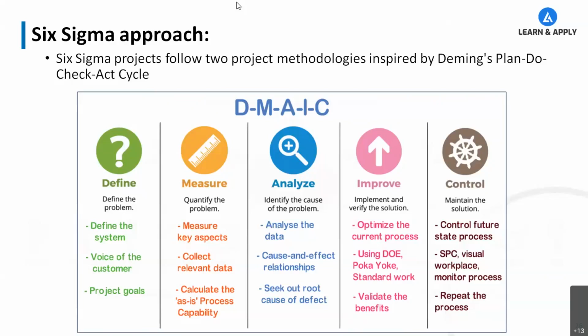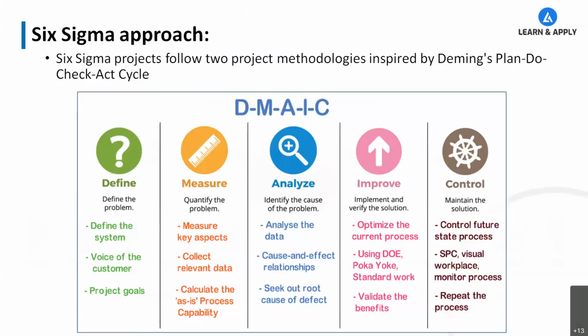And last is control. In this, we have already improved, we have already validated the benefits, and then we are implementing that solution and maintaining that solution. So we control the future state process. How can we do that? With SPC, with visual workplace, with monitoring the process. There are different tools for that, and repeat the process. The aim of control is to have long-term benefits from this implementation, and the benefits received should be sustainable in time.